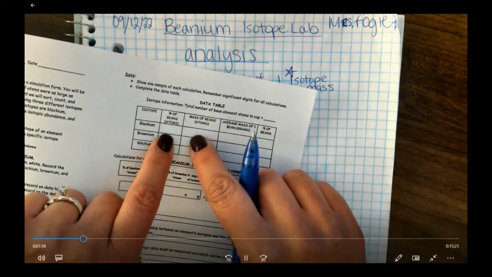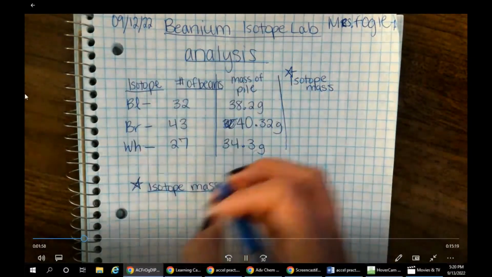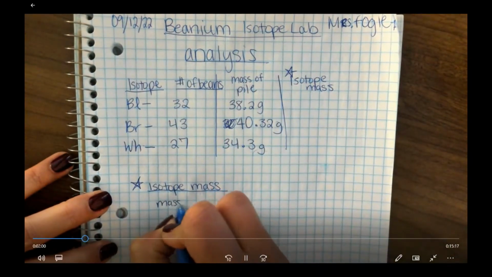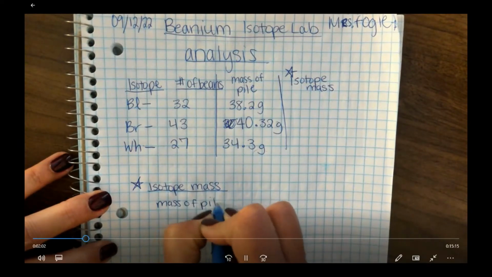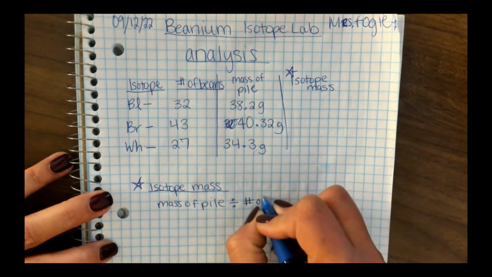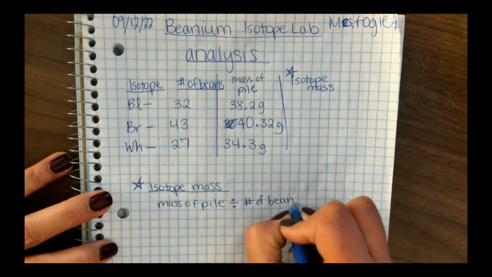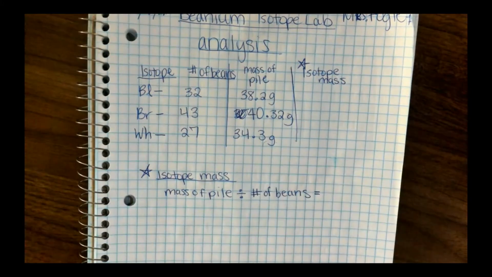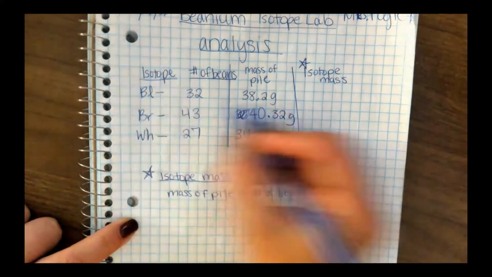Mass divided by number. Perfect, right? So it's going to be mass of pile divided by number of beans. Right? To show your work for at least one row on your whole data table. So we're going to just do Blackium.